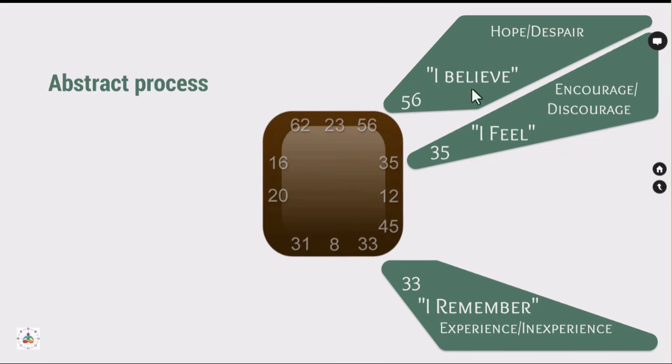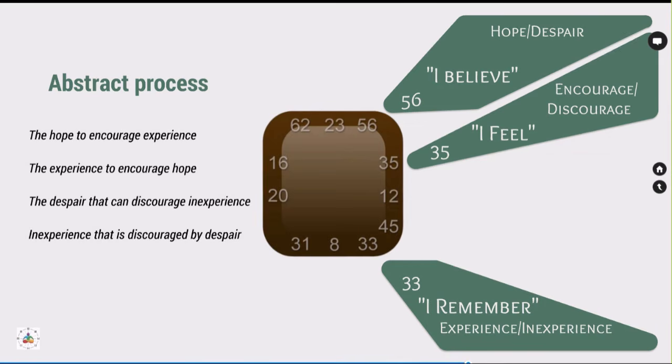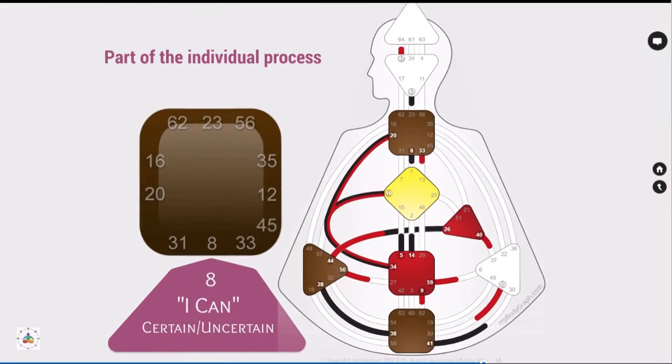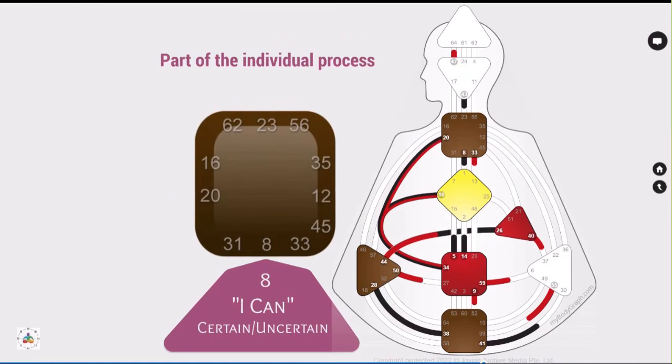Okay, so if we look at these 3 abstracts together, I am going to show you something you can do with your designs. Ready? Check it out. If you have all these 3 gates, you have the hope to encourage experience, or the experience to encourage hope. You have the despair that can discourage inexperience. You have inexperience that is discouraged by despair. That's just keynoting. Okay? Whatever the case may be, you can weave these in however it is that you wish. Did that make sense? Did I pass that too quickly?